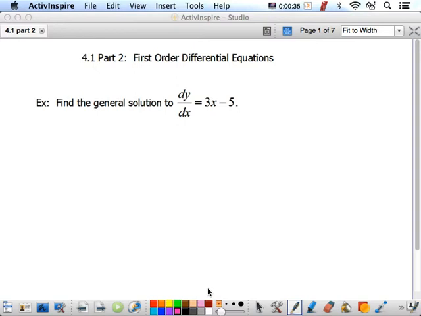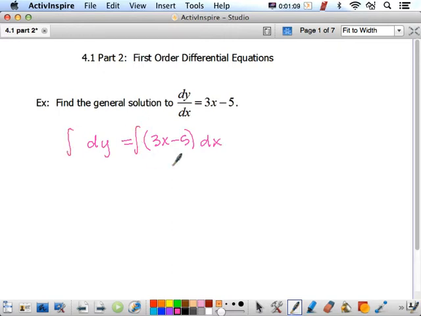So the key is just understanding the notation. When it's written in differential form, you need to cross multiply by the dx so that you can get all the y's on one side and all the x's on the other, including the differential. So if we cross multiply, we split the differential, and we have dy equal to 3x minus 5, all multiplied by dx. That is called splitting the differential. Then we integrate both sides, and that will bring us from the derivative back up to the original.